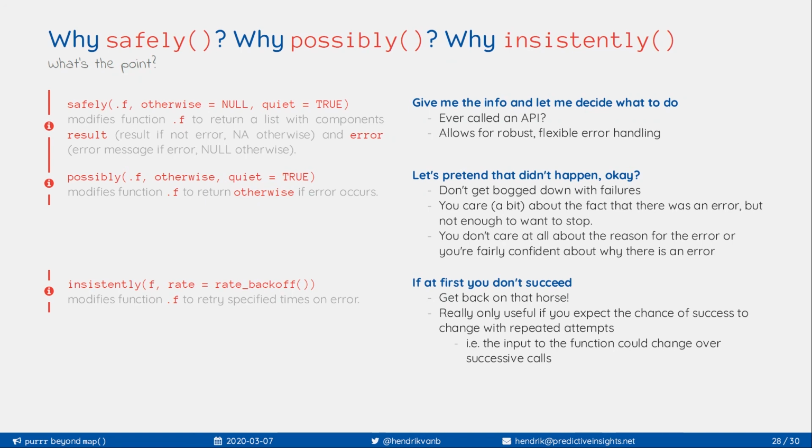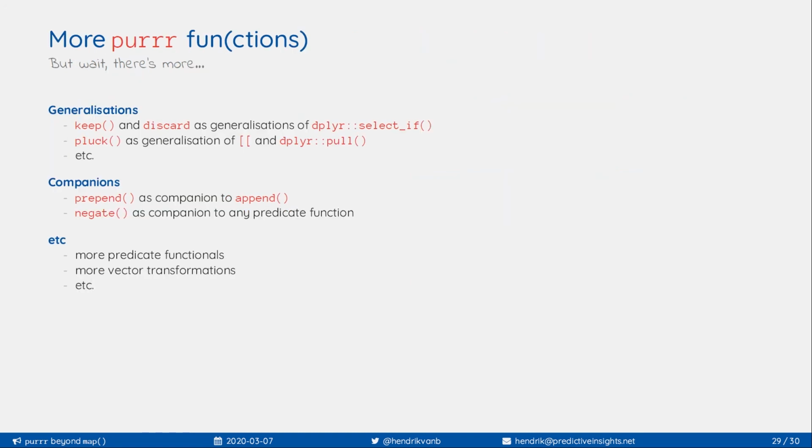Insistently really only makes sense if you expect the result from a function call to change over time with repeated attempts, right? So with this particular example, that's a silly thing to do. It's always going to fail. There's more purrr functions, a lot more, and they're all awesome.